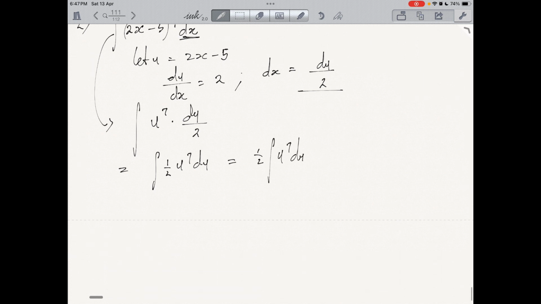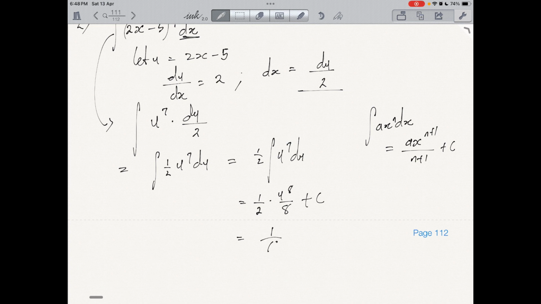Now this is a standard integral, and this brings us back to the integration of ax raised to the power n with respect to x, which will give us ax raised to the power n + 1 divided by n + 1, plus c. Applying this here, we have 1/2 multiplied by u raised to the power 8 over 8, plus c. So this gives us 1/16 u raised to the power 8 plus c. Therefore, we have to substitute our u back. Substituting our u back, we have 1/16 (2x - 5) raised to the power 8 plus c.